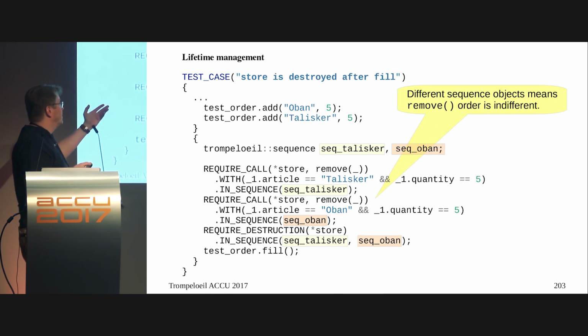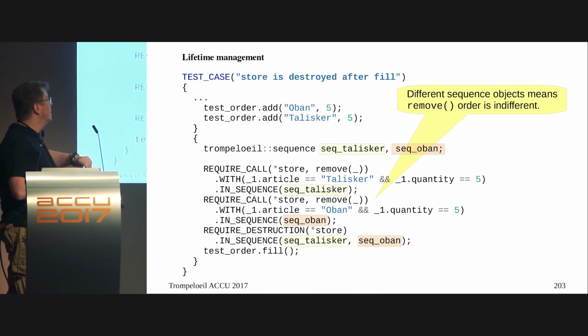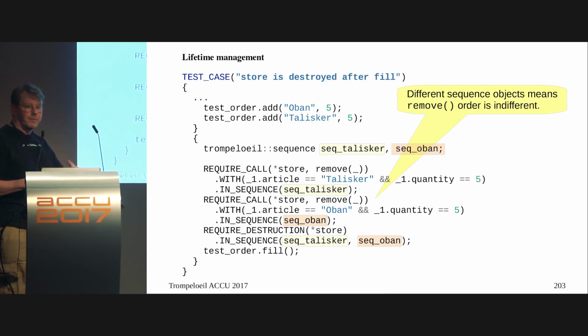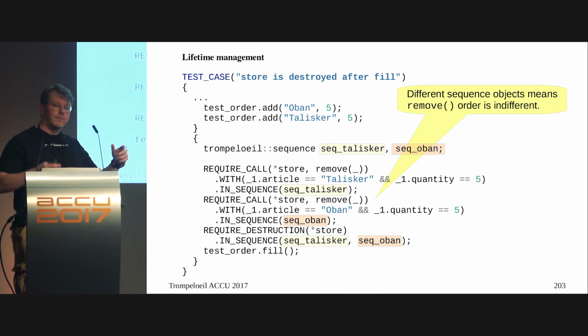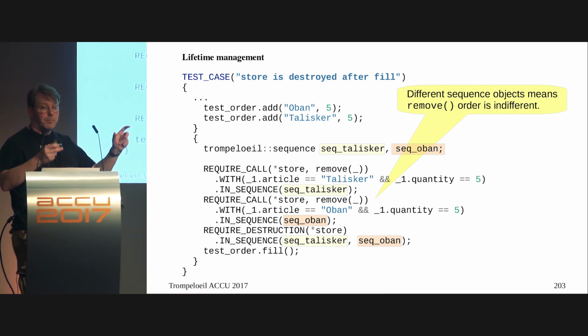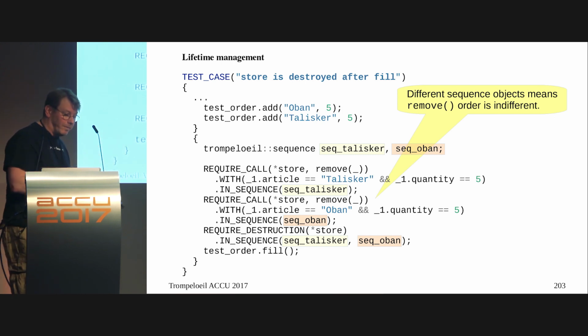So sequence Talisker sees the removal of Talisker first and required destruction of the store second, and sequence Oban sees the removal of Oban first and the destruction of the object second. So now we have two sequences that are equally good, and both of them end with the destruction of the store. And that is okay, I think. That makes sense.